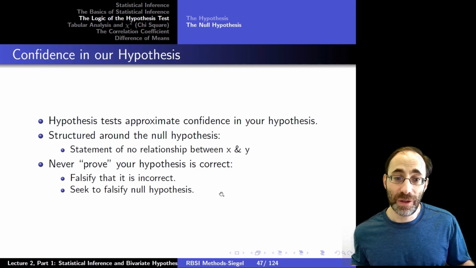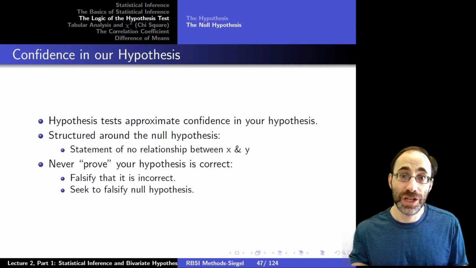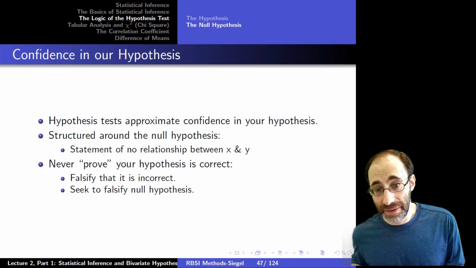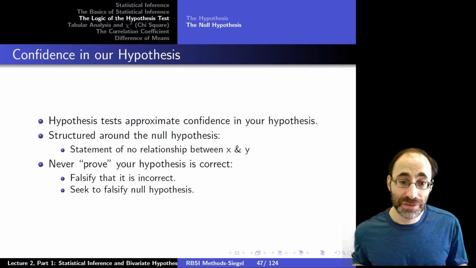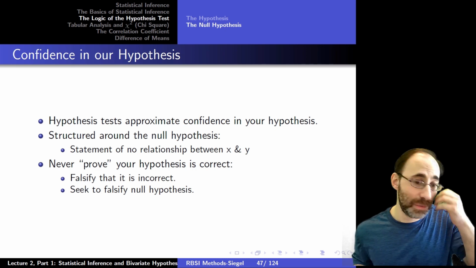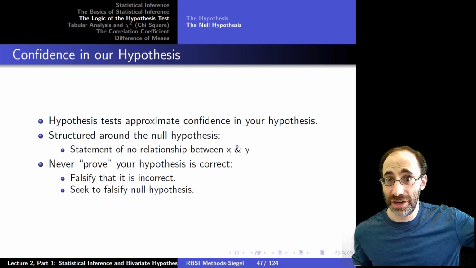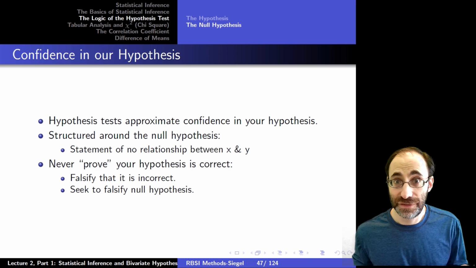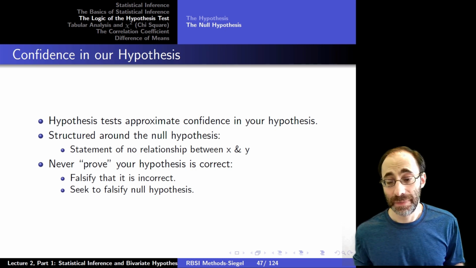So we're going to structure them around the null, as we said. We're going to say there's no relationship between some x and some y. And we're going to try to falsify that statement of no relationship, right? So basically, we don't try to prove our original research hypothesis is correct. We support it by falsifying the null hypothesis.